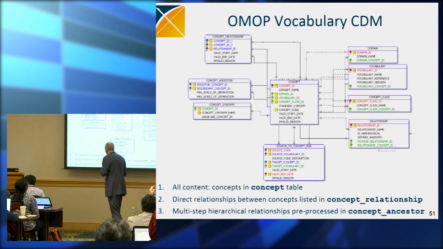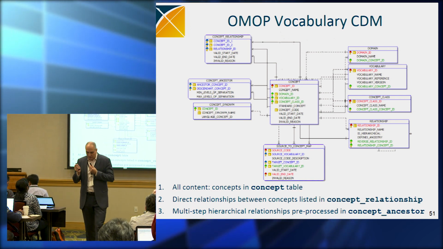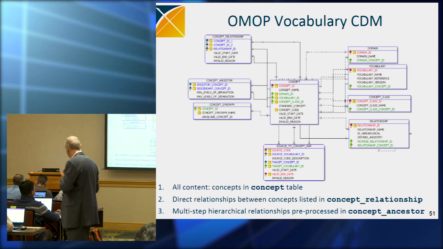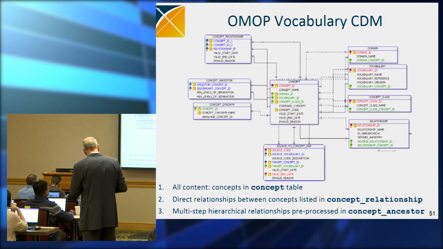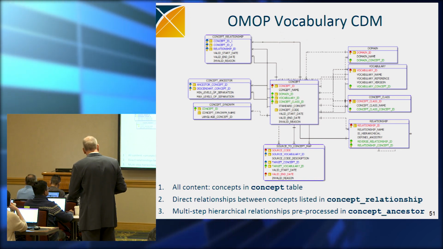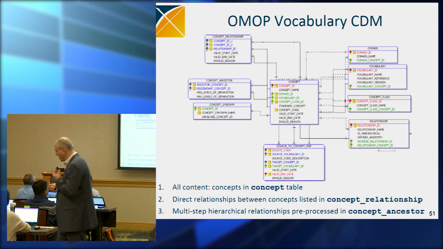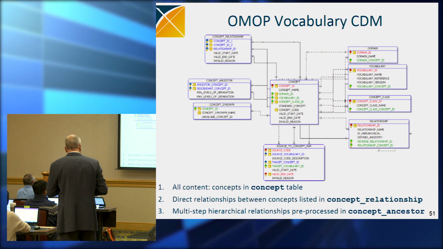There is a database model behind the vocabulary. Actually, it's very simple. You really only need to know 3 tables. 3. Concept, concept relationship, and concept ancestor. And we're going to work extensively with you to make you familiar with them. Okay.